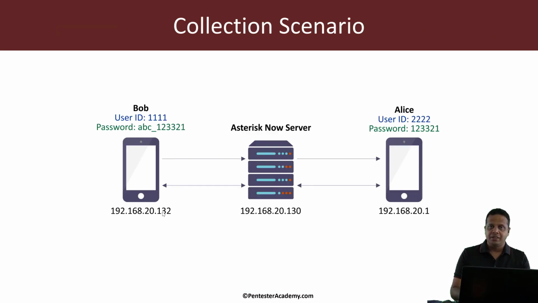Now at the very end of this course, there'll be a couple of videos on how you can create your own home setup. But for this class, I already have a pre-created PCAP file which we will use. So what is the scenario? We have Bob and Alice, and they communicate via the Asterisk server in between, which is at 20.130.